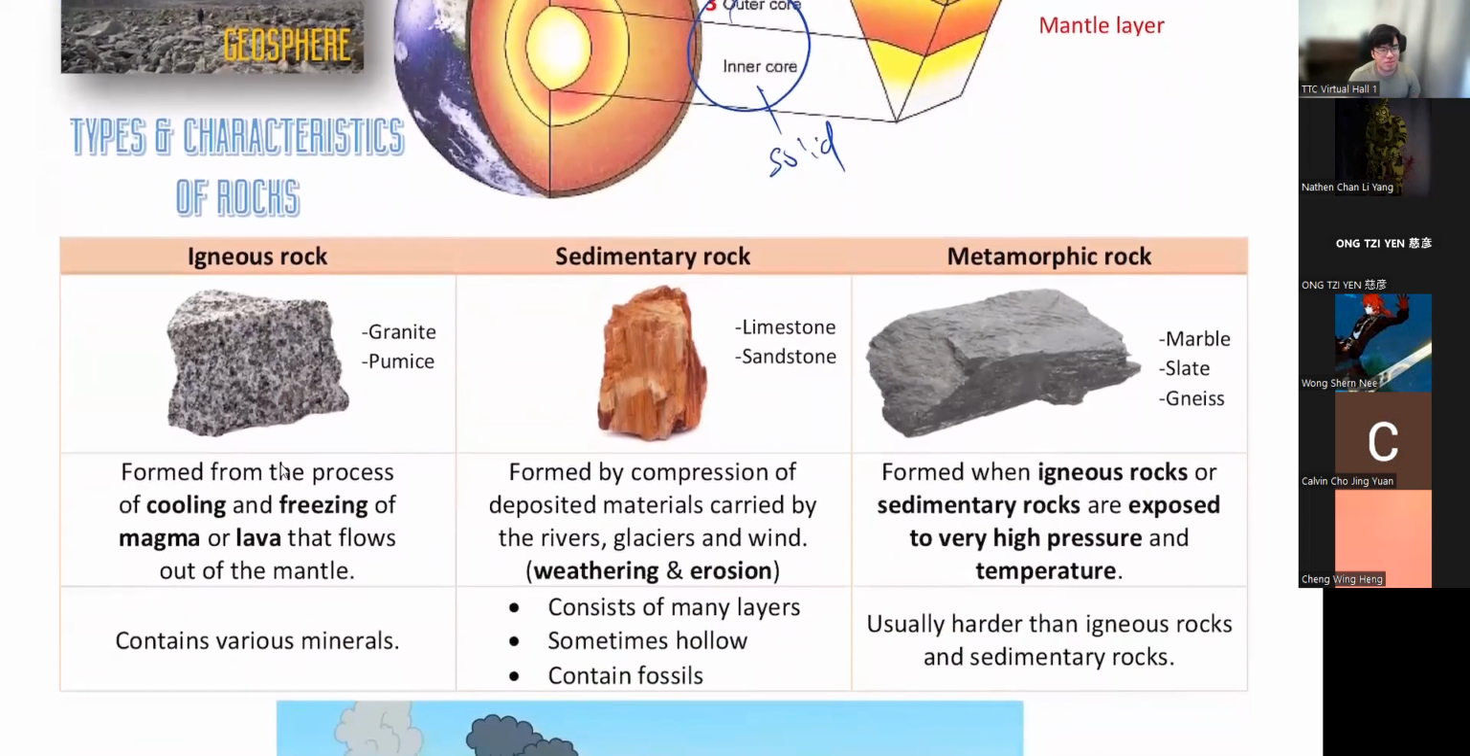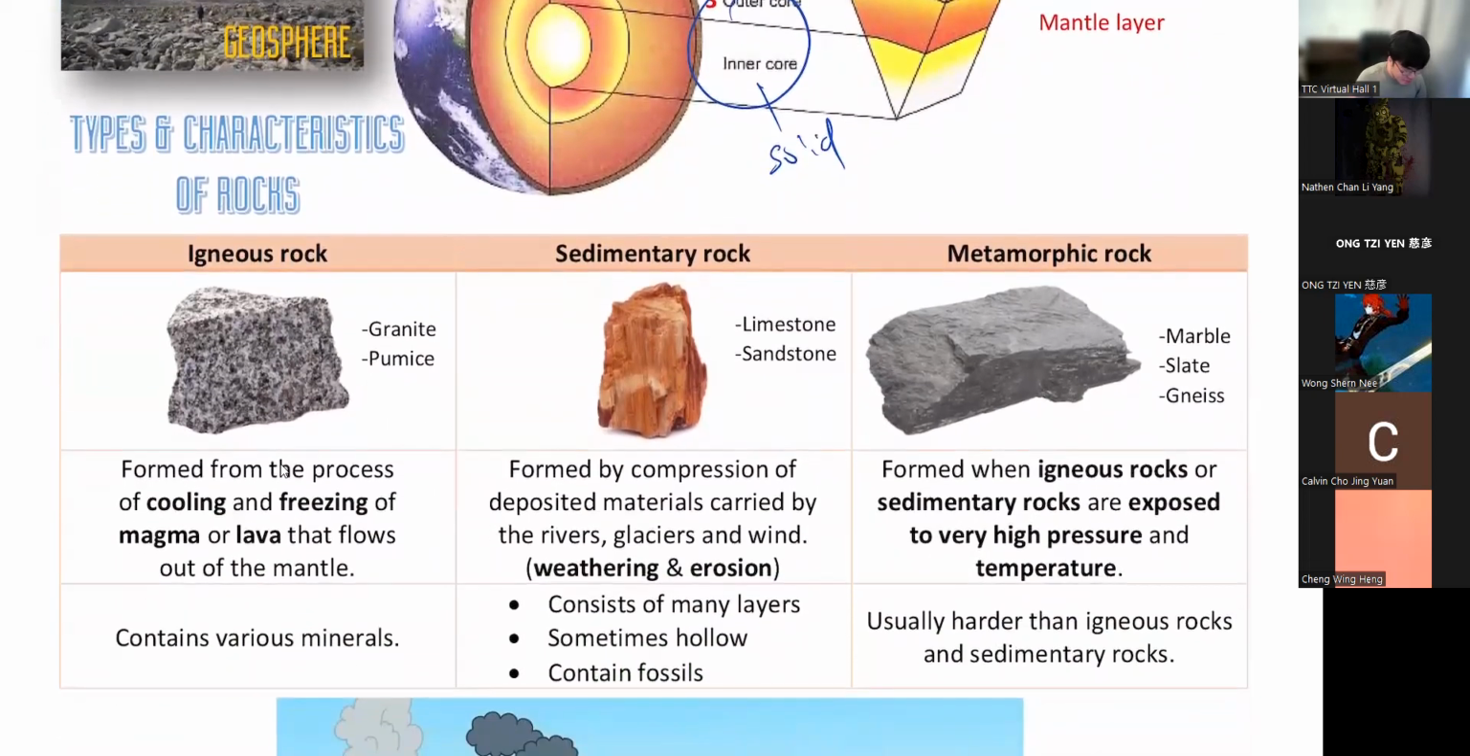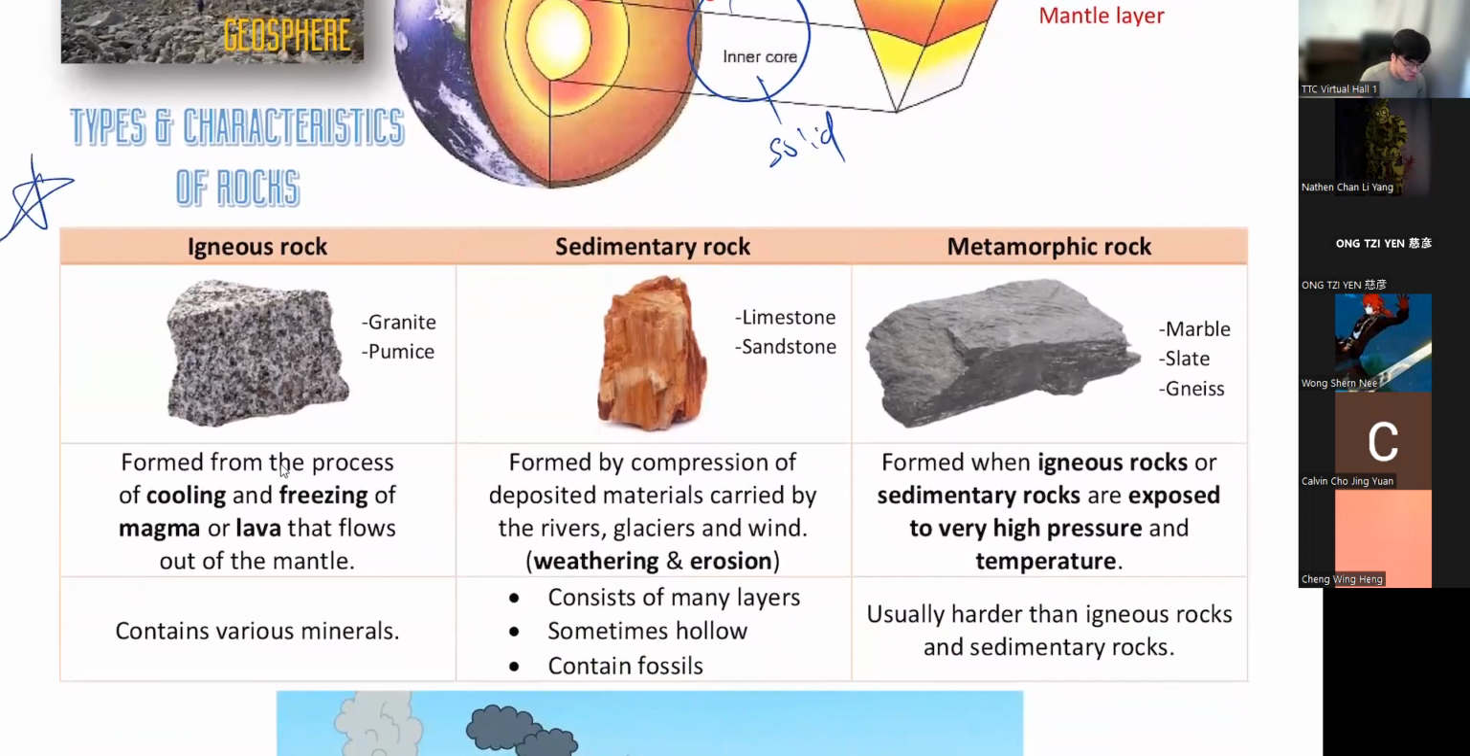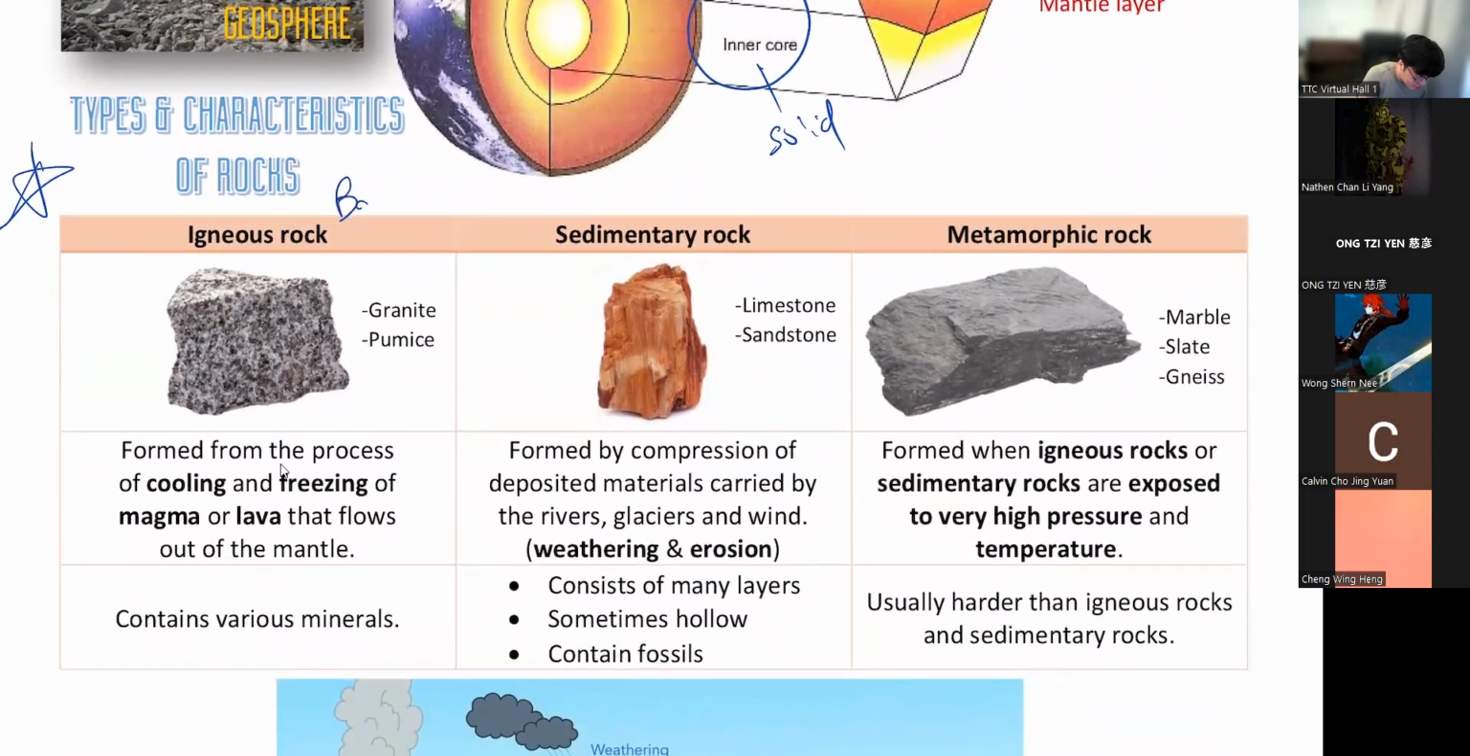Right, so let's talk about rocks. This one is very important. I don't know whether you learn this in geography. So you have 3 types of rock. You have the baby rock, you have the papa rock, and you have the grandpa rock. Okay, so baby is the igneous because they just form.